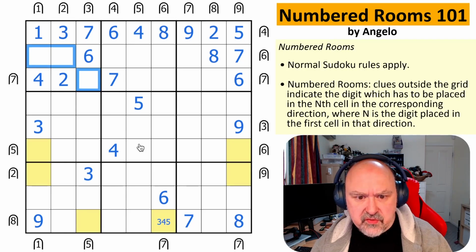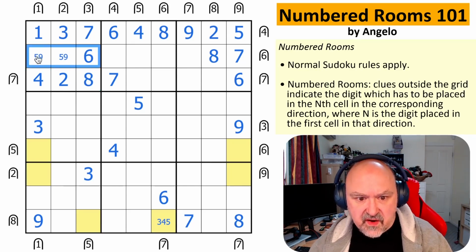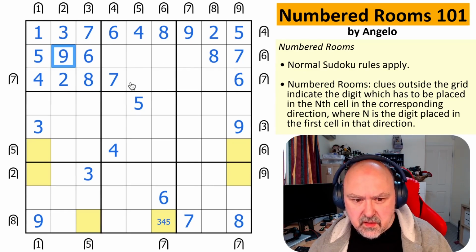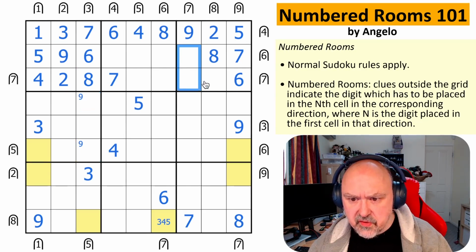This is a triple. 1, 2, 3, 4, 5, 8, and 9. Well, there's no 8 in there, so that's the 8. This is 5, 9, and we know the order, 5 and 9. That puts 9 in one of those two. This is a good intro puzzle.